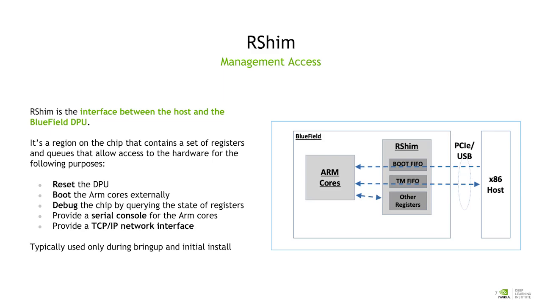RShim provides several key management functions. It can do things like reset the DPU, boot the ARM cores, and provide debugging by querying the state of registers, among many other things. Key to installation, RShim also provides a serial console connection and a TCP/IP network device between the DPU and the host.